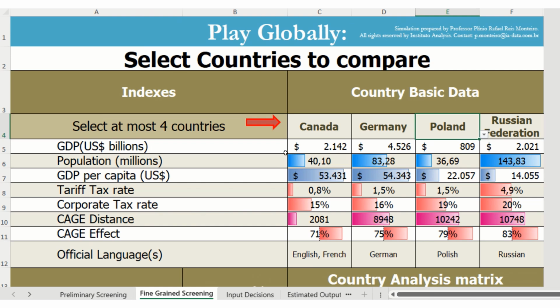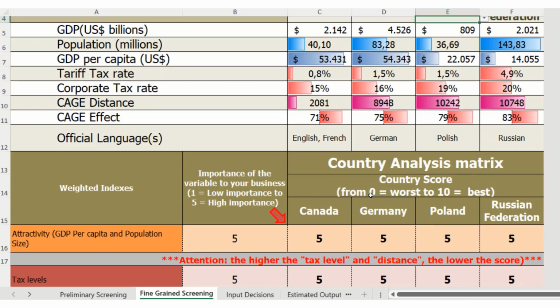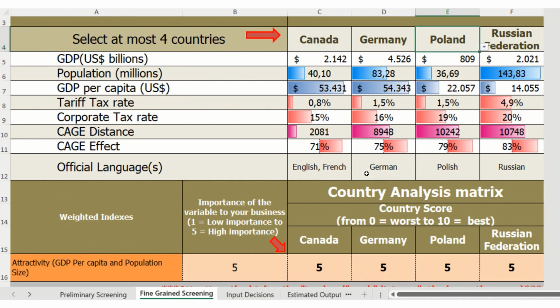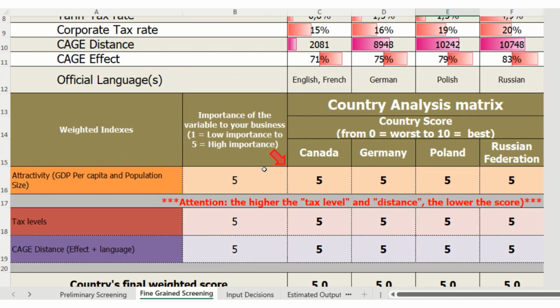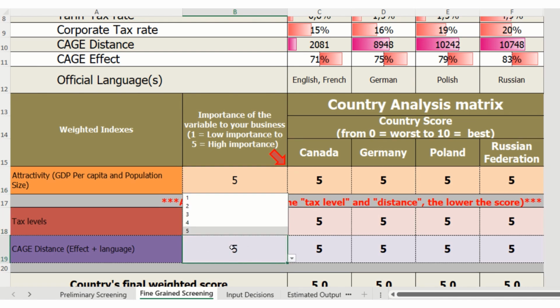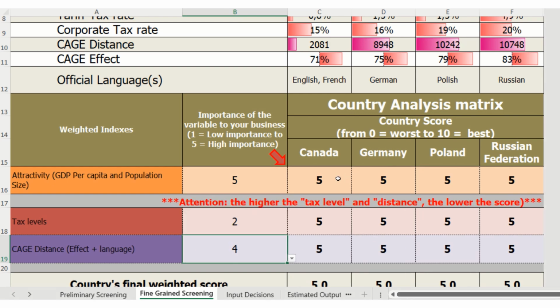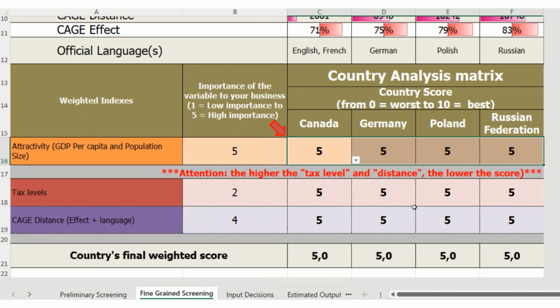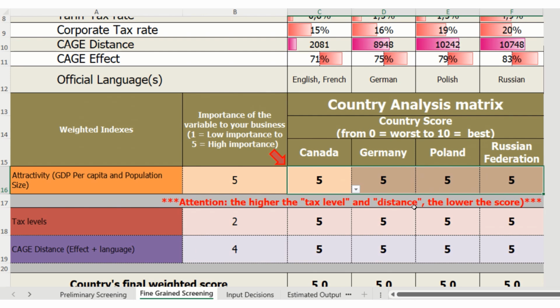Okay, now I have detailed data from these 4 countries, and what is the idea? It's to assign, based on this data, a level of importance to these 3 factors: market attractiveness, taxation levels, and cage distance. The higher the importance, the higher will be the weight of this factor when you're making your choice. Let's say that for me, market attractiveness is the most important one, taxation level is not so important, and cage distance is important. Then I need to check these 4 countries and give a grade between 0 and 10 to each of these criteria to define what is really relevant.